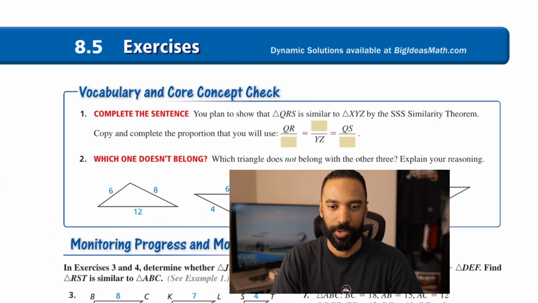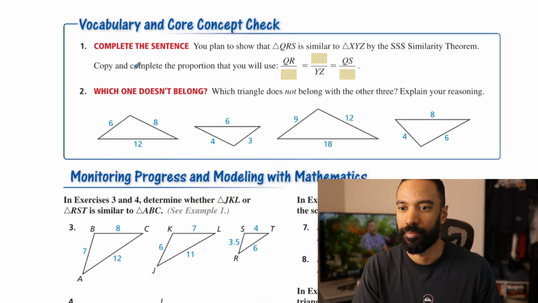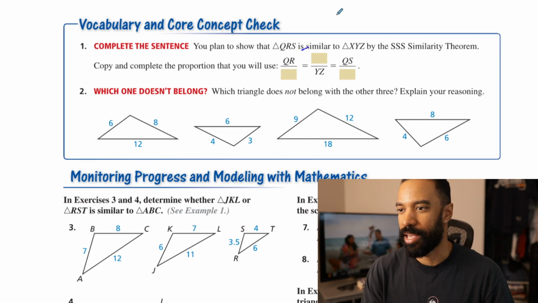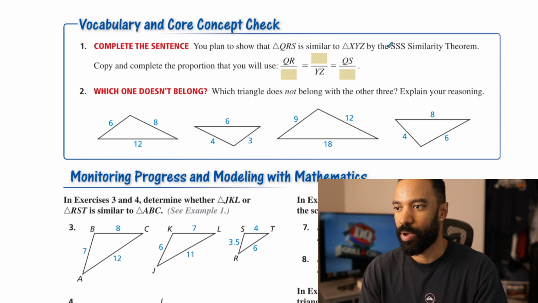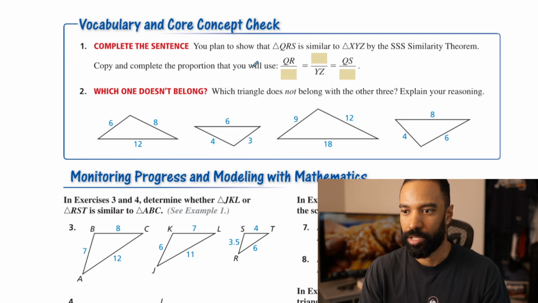So 12 minutes through, let's go ahead and look at the vocabulary and core concept check. Number 1, complete the sentence. You plan to show that triangle QRS is similar to triangle XYZ by the side-side-side similarity theorem. Copy and complete the proportion you will use.